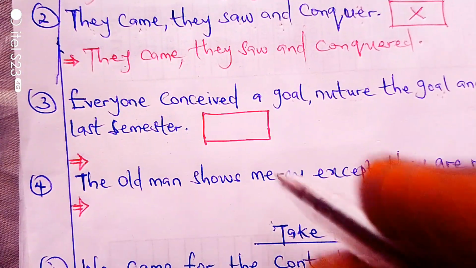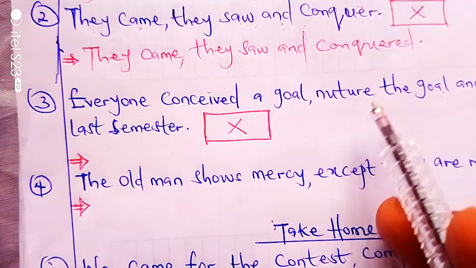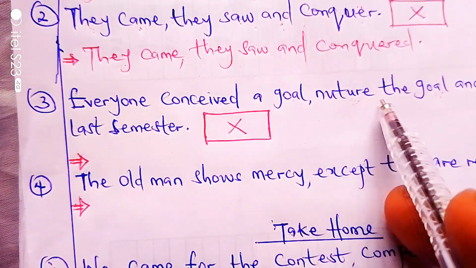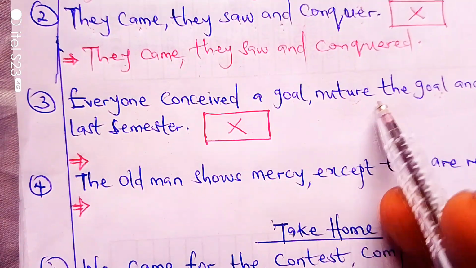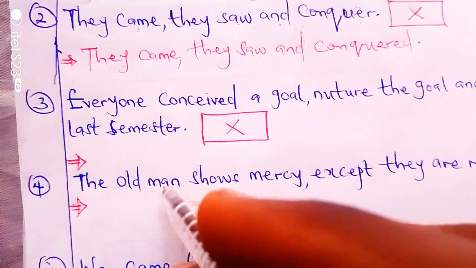So it means this sentence is not in a parallel structure. One of the finite verbs is not in the right tense. So this is how we use it.